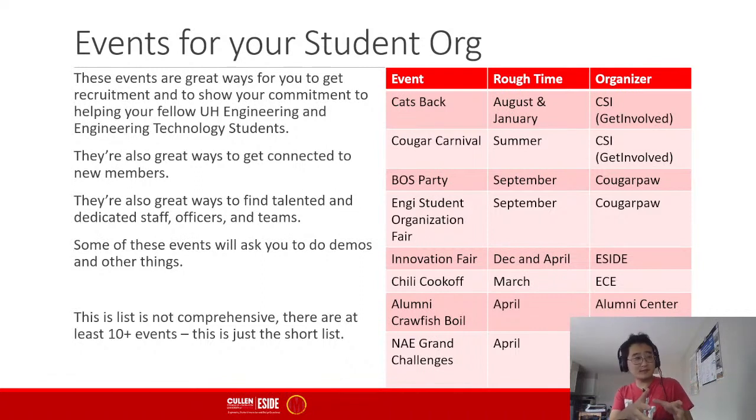Engineering Student Organization Fair, which also happens in late September, early October, is run by Cougarpaw and is a great way for student organizations to recruit new members. Usually for freshman and sophomore courses, they will provide extra credit if you attend the Engineering Student Organization Fair. So 1100 at 31 sometimes will provide you with extra credit if you go. So making sure you're there to get new freshmen and sophomore members is a great thing.